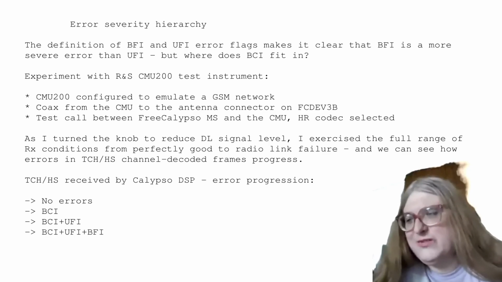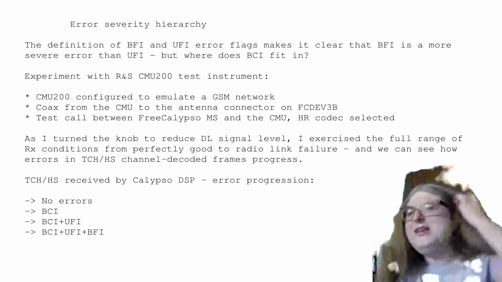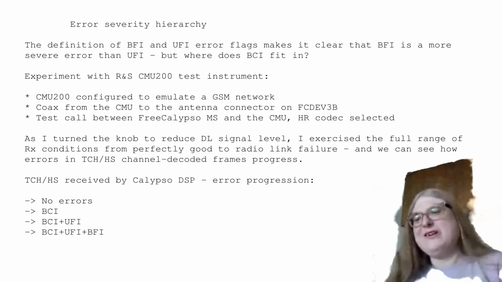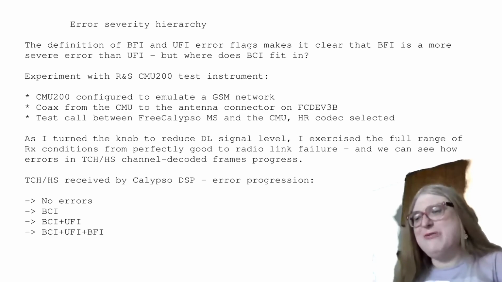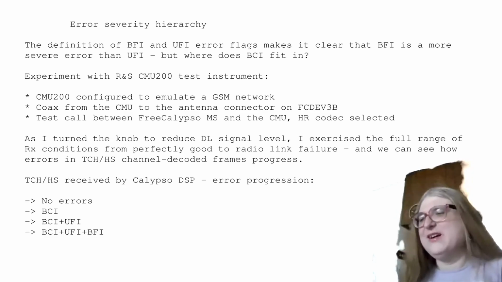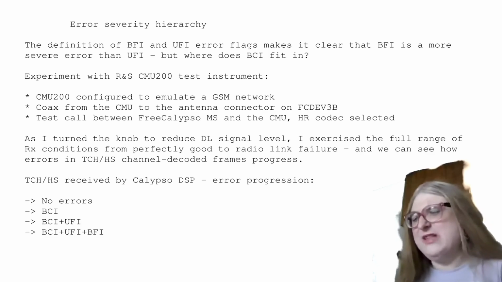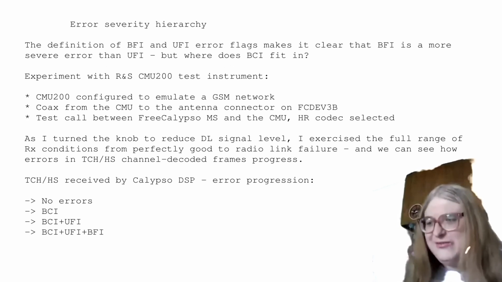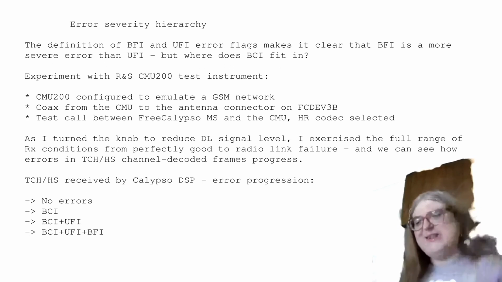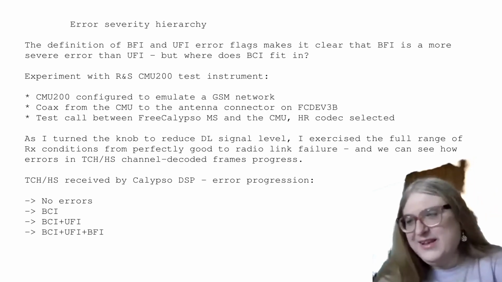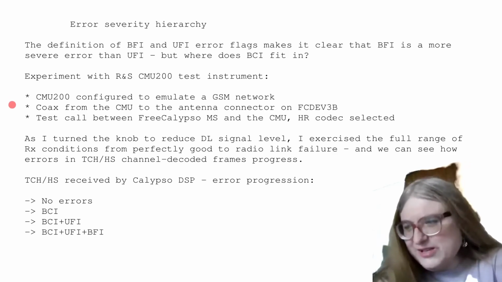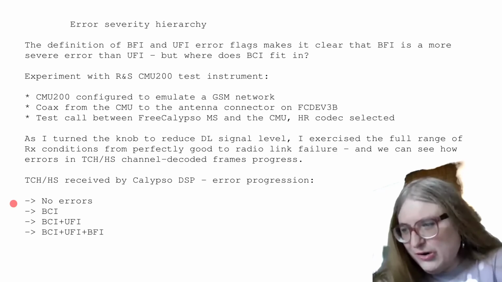But it's just different tools for different applications, because the advantage you get with the CMU 200, which you can't easily do with a BTS, is that it's an RF test instrument. You can dial down the TX power level. So I can start out with the downlink at a healthy minus 80 dBm or something, and then turn it down very slowly until I eventually hit radio link failure, and I can catch everything in between. So this is what I did, and that's how we know the hierarchy.